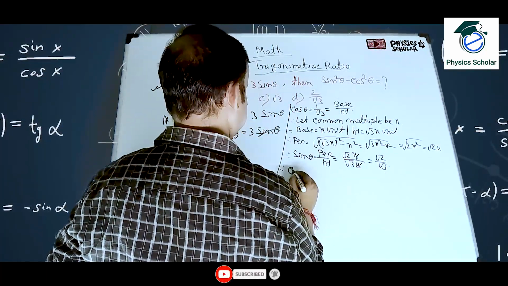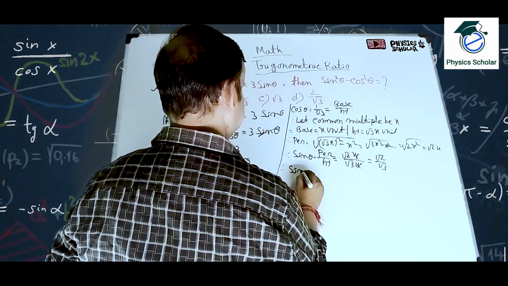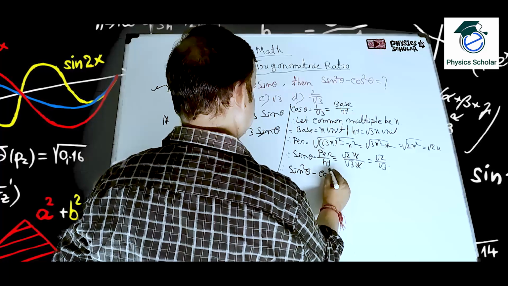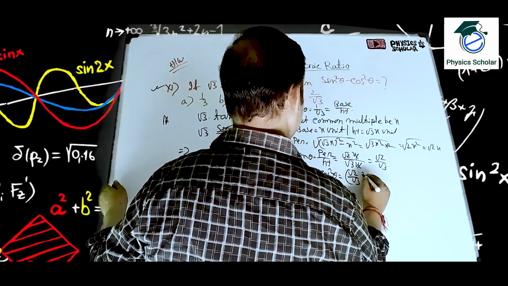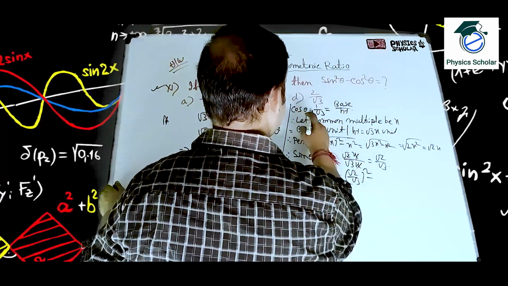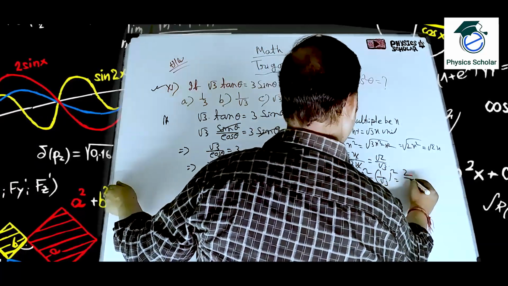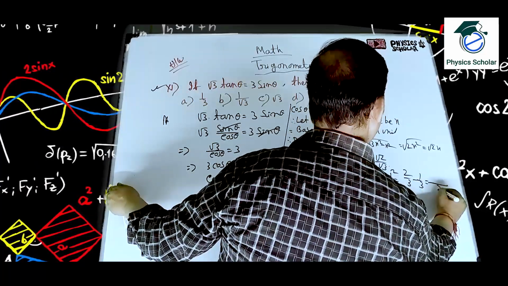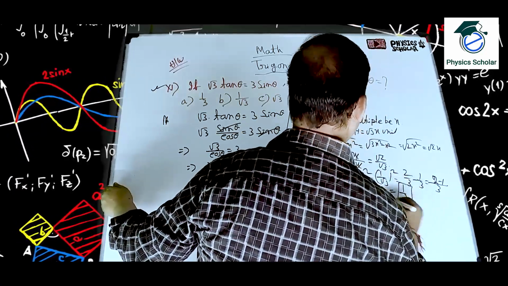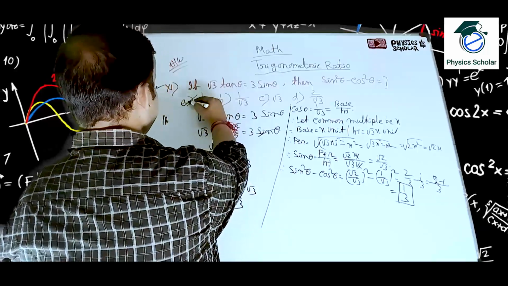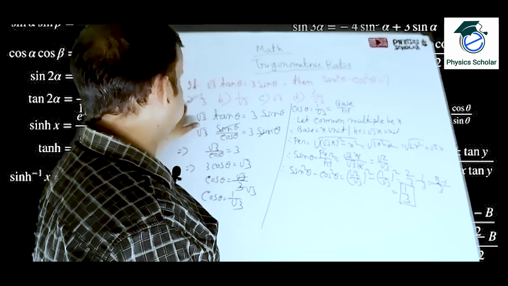Now it is what? Sin square theta minus cos square theta is equal to what is sin square? Root 2 by root 3 whole square, minus what is cos square? 1 by root 3 whole square, is equal to 2 by 3 minus 1 by 3. 3 will be the LCM. So 2 minus 1 is equal to 1 by 3. So this will be your answer. So 1 by 3, option number A, that is your answer, clear?